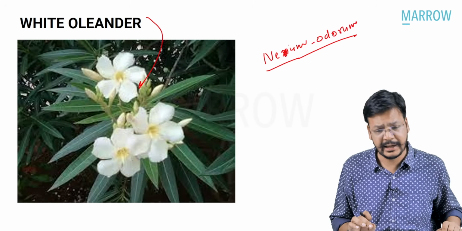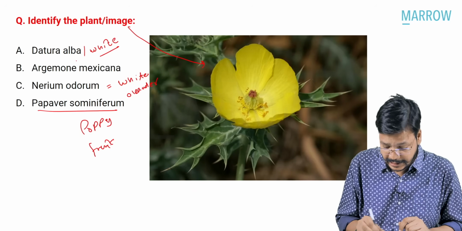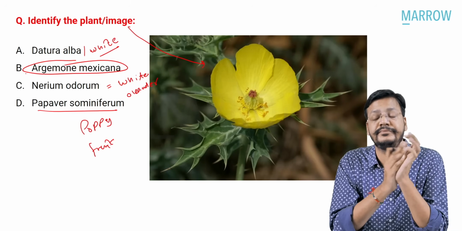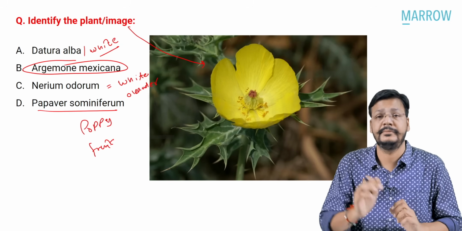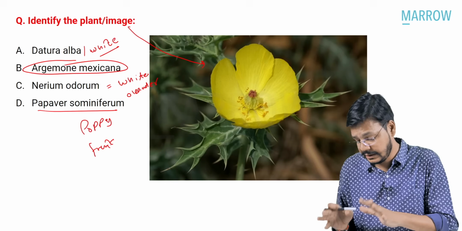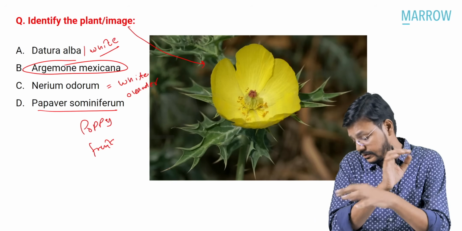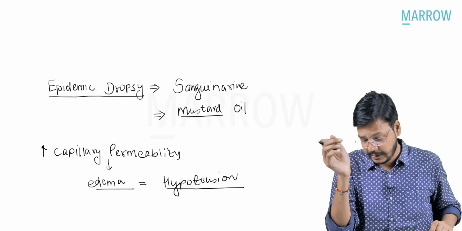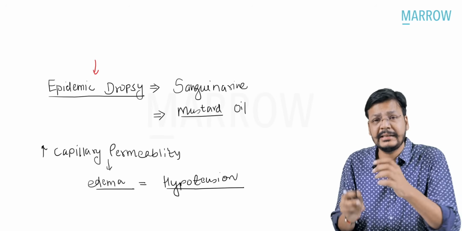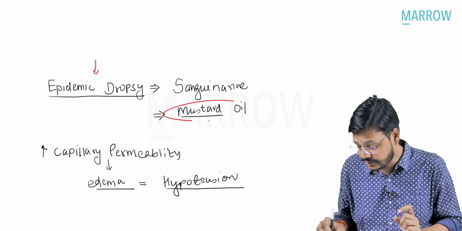So one thing is clear: out of these options, the answer is not here. This is actually Argemone mexicana. You can see the yellow flower and the prickle-shaped leaves. This is Argemone mexicana. And the oil of Argemone seeds is adulterated with mustard oil.